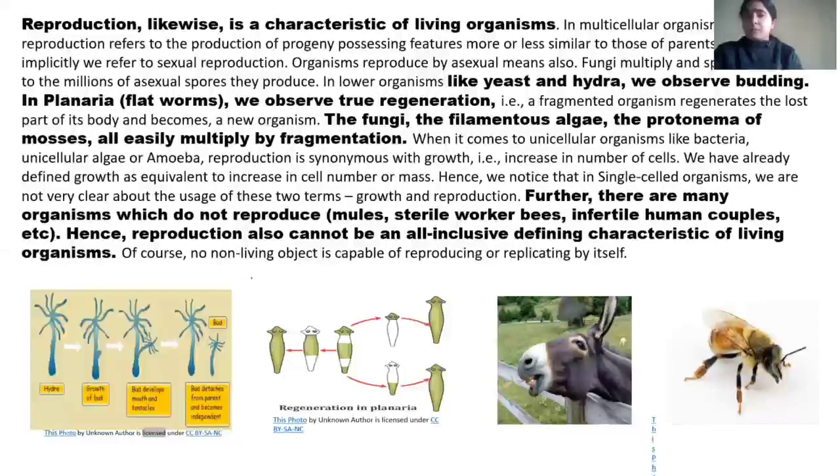Reproduction can take place by sexual or asexual means. In yeast and hydra, reproduction takes place by budding, in planaria by true regeneration, and in fungi by fragmentation. In hydra, a small bud-like structure bulges out of the parent body, and after some time it grows, buds off from the parent, and grows into a complete organism. So this is budding in hydra.